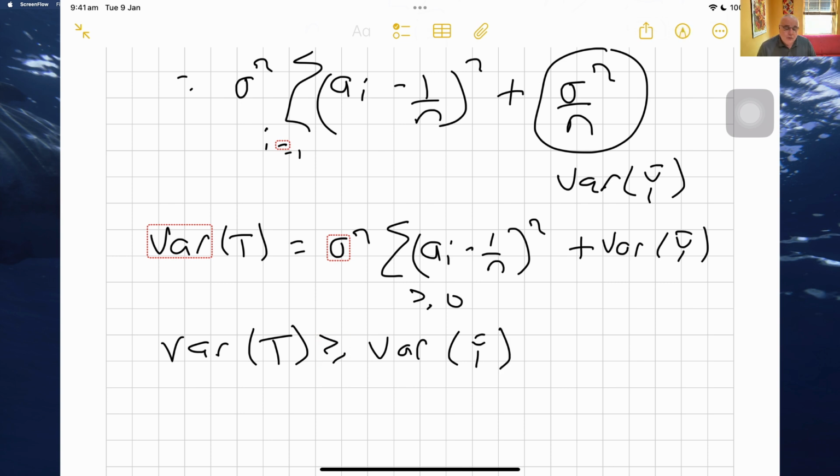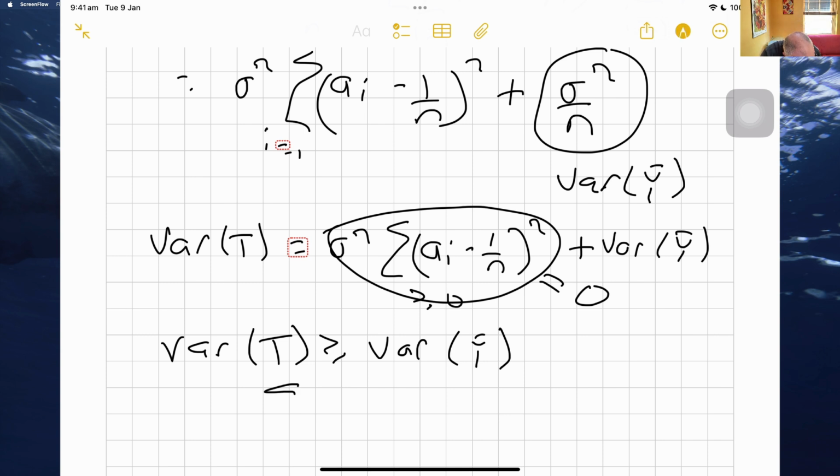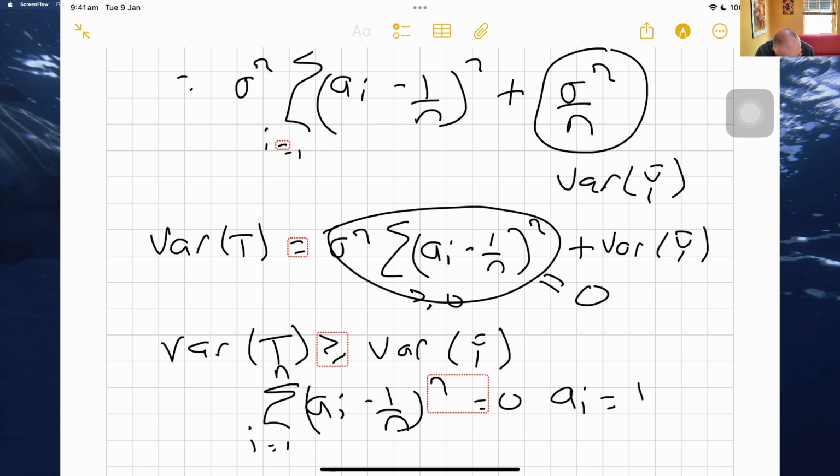Okay, well, we can go one more step. We can say, when does it equal it? It equals this when this thing here equals 0, which would mean that, well, sigma squared is greater than 0, so that can't be 0. So it must be that the summation of ai minus 1 over n squared, i equals 1 to n, equals 0. And that's only going to happen if ai equals 1 over n for all of them.